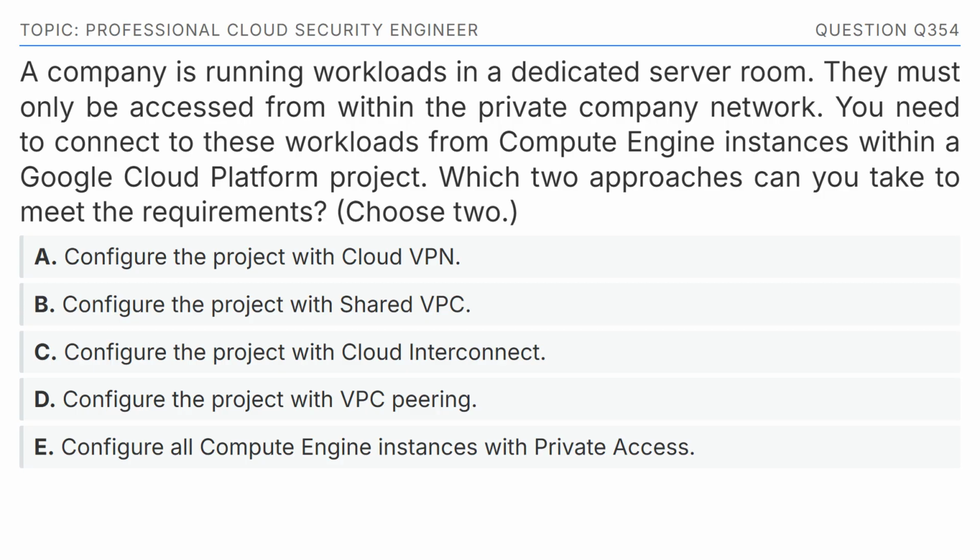Choose two. The options are Option A, configure the project with Cloud VPN. Option B, configure the project with Shared VPC. Option C, configure the project with Cloud Interconnect. Option D, configure the project with VPC peering. Option E, configure all Compute Engine instances with private access.